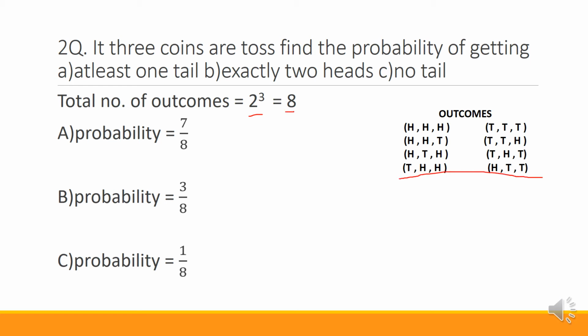as follows here given. So the probability first one, at least one tail. So for at least one tail there are 7 chances and total number of outcomes is 8. So the probability is 7 by 8. Second question, exactly two heads. So to get exactly two heads there are 3 possible outcomes and total number of outcomes is 8. So the probability is 3 by 8. And C, no tail. So the chance of getting no tail is 1 and total number of outcomes is 8. So the probability is 1 by 8.